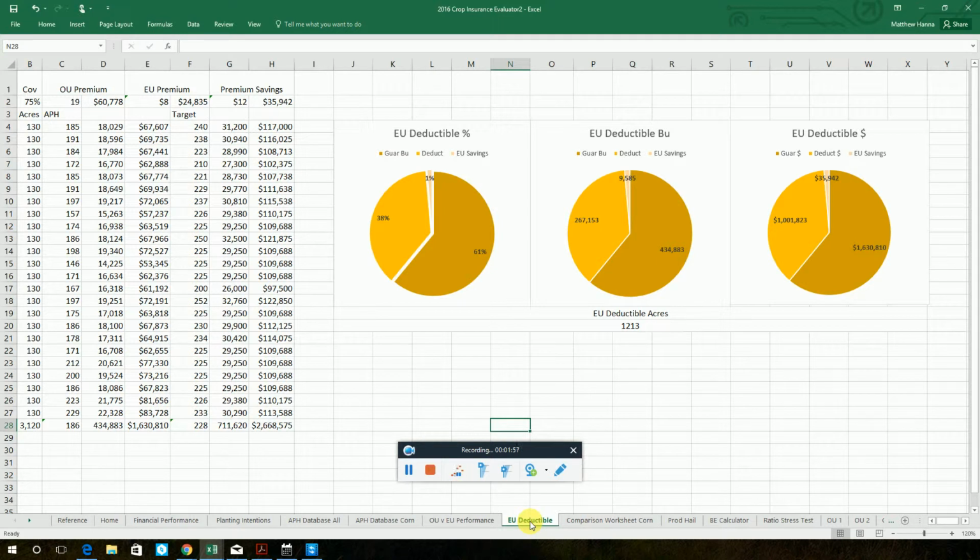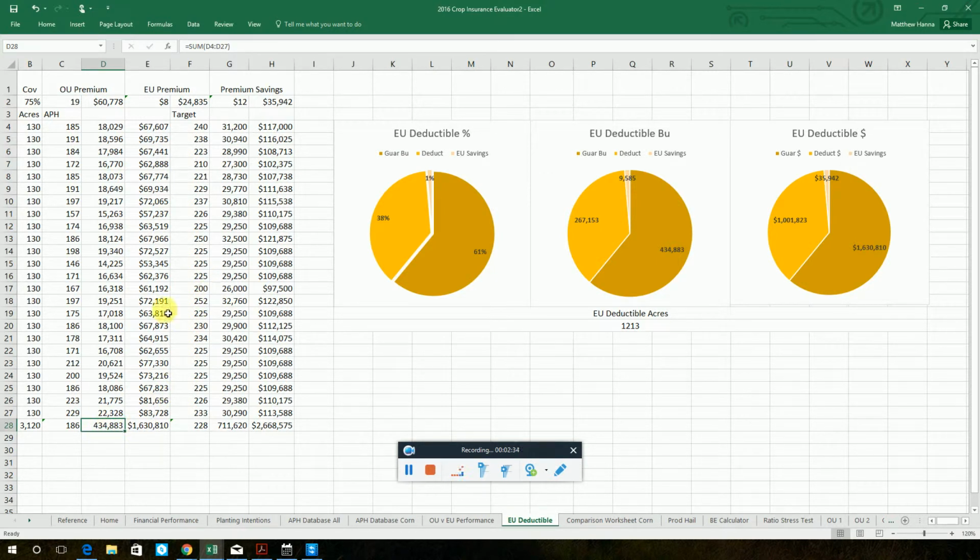So what do I mean when I talk about enterprise unit deductible? What an enterprise unit does is it takes all of a crop by practice, so like all of your irrigated corn in a county, and it treats it as one unit. Okay, so on this farm right here, you'll see down here, I'm going to highlight, we've got 3,100 acres, and out of that 3,100 acres, we've got an APH of 186, and so we are guaranteeing 434,000 bushels of corn, valued at $1.63 million.